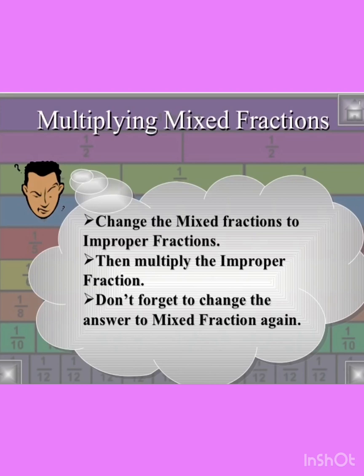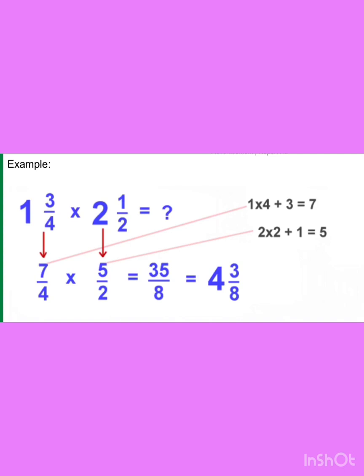Let's understand with the help of one example. Here we have two fractions. First is 1 complete 3 by 4. Second is 2 complete 1 by 2. First of all, we have to change mixed fractions into improper fractions. You can see here, after changing into improper fractions, we get 7 by 4 multiply 5 by 2.